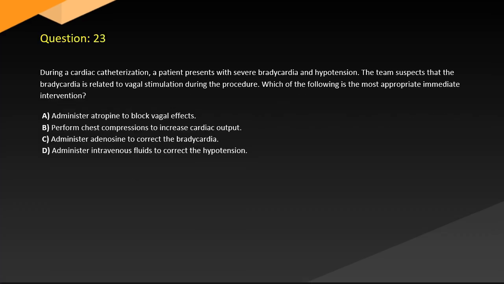Question 23. During a cardiac catheterization, a patient presents with severe bradycardia and hypotension. The team suspects that the bradycardia is related to vagal stimulation during the procedure. Which of the following is the most appropriate immediate intervention?